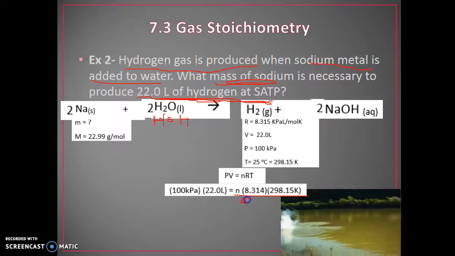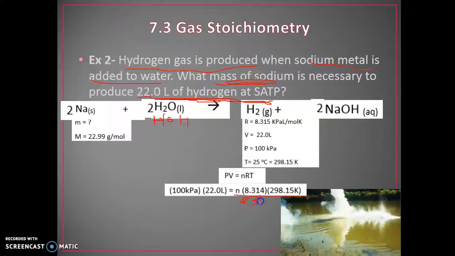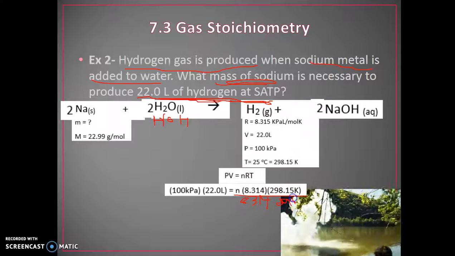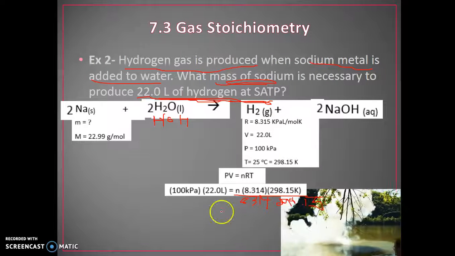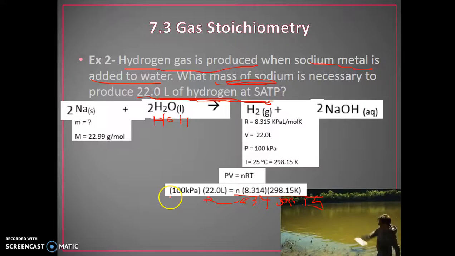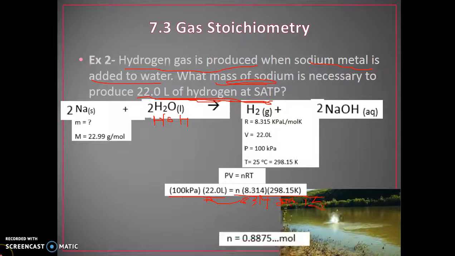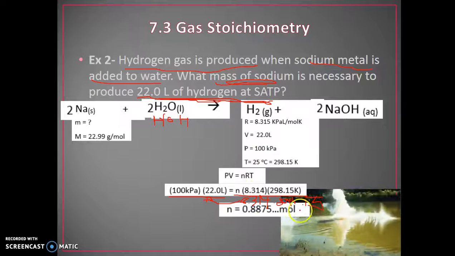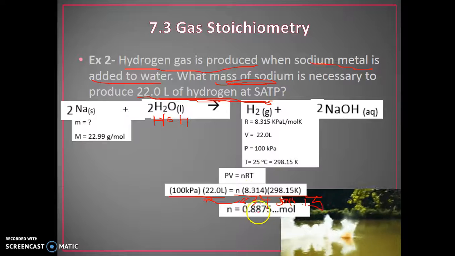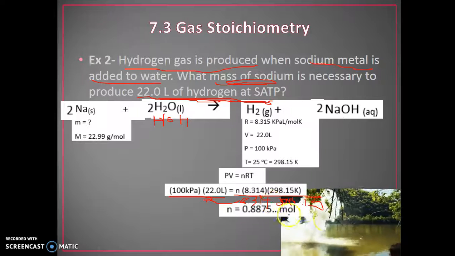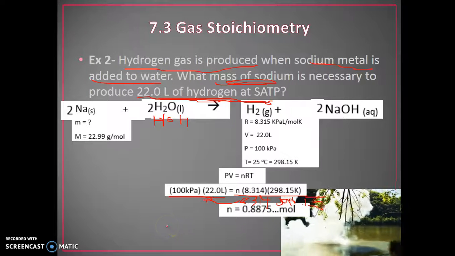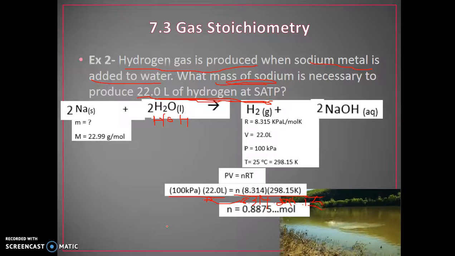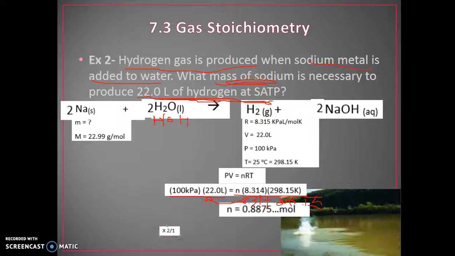I would have to divide this by 8.314 and 298.15, multiplying those together. And I would do the same thing on this side, divide that by this number to get moles by itself. And the number of moles then that were produced is 0.8875, and we have to keep that trailing decimal. The third step in all stoichiometry is to do that molar ratio, so times by where you're going to, divide by where you're coming from.